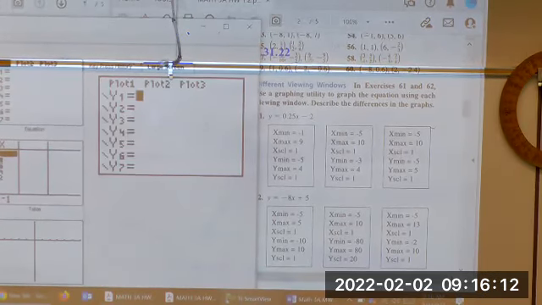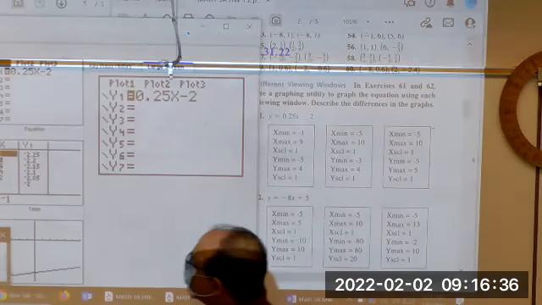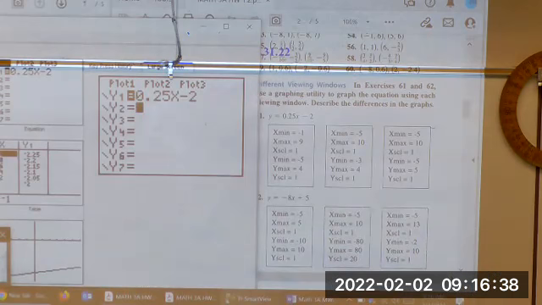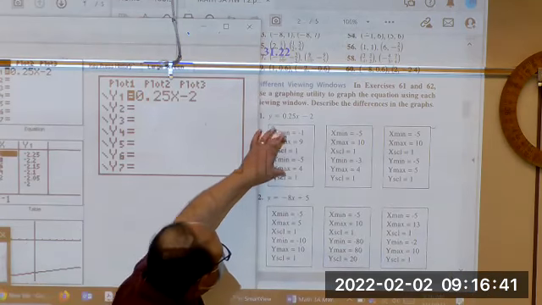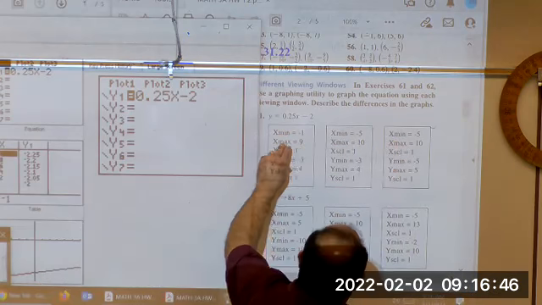So you go to your equations and you want to type in y equals 0.25x minus 2. 0.25 and then x and then a minus and a 2. And then you go to window, and they want you to graph it 3 different times. Describe the differences in what those graphs look like.